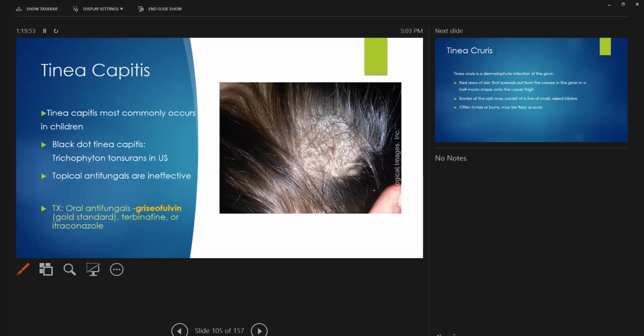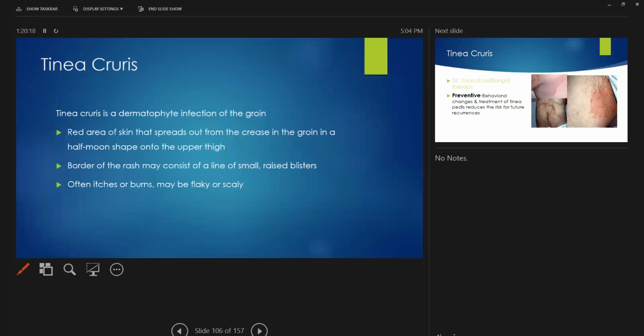Tinea capitis, so this is ringworm in the scalp. There's this black dot tinea capitis. That's from Trichophyton tonsurans. Basically, topical antifungals in the form of griseofulvin are the treatment of choice here. We'll cover this also in peds. A lot of this is going to carry over into peds, so just be aware that with derm, there's a lot of overlap, but that's good because I think it takes a few times of hearing this information to really get it.